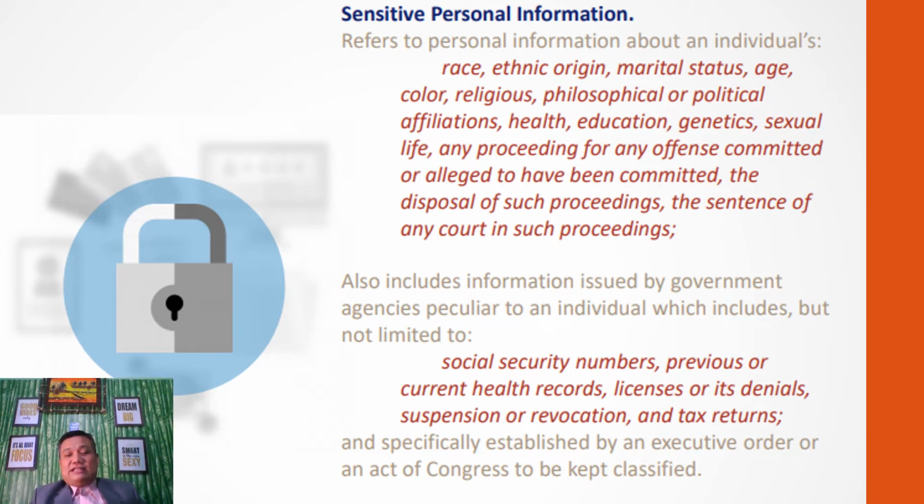So, sensitive personal information refers to personal information about an individual, like race. Your race must be sensitive personal information. Your ethnic origin, your marital status, your age, your color, your religious, philosophical or political affiliation, your health, your education, your genetics, your sexual life, any proceeding for any offense committed or alleged to have been committed, the disposal of such proceedings, the sentence of any court in such proceedings. Also included is information issued by government agencies peculiar to an individual, which includes but is not limited to social security numbers, previous or current health records, licenses, suspension or revocation, and tax returns, and specifically established by an executive order or an act of Congress to be kept classified.